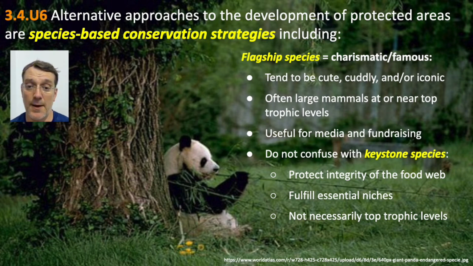A flagship species might be a keystone species, but generally speaking, if a flagship species disappears, the entire ecosystem isn't going to collapse. Whereas if a keystone species disappears, the ecosystem is at risk of collapse because the food webs will fall apart.